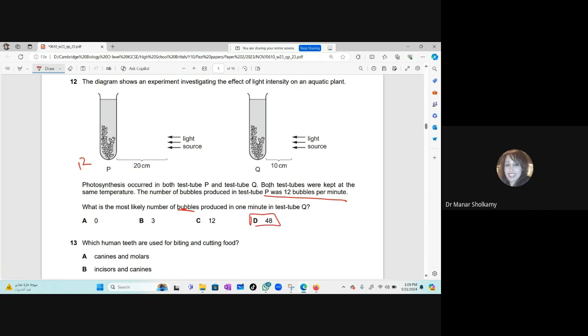Why did you say D? D is correct, because the light source is closer, so a higher rate. Yes, you mean more photosynthesis. Yes, okay. Here, they are both exposed to light, so both of them will do photosynthesis. But Q will do more photosynthesis because, just like Selma said, the distance is shorter. So there will be more bubbles. So any number above 12.